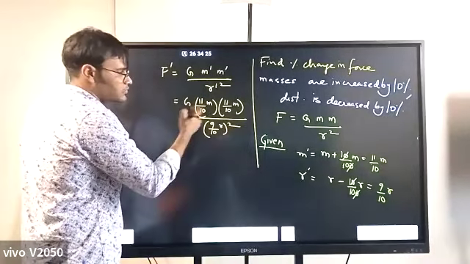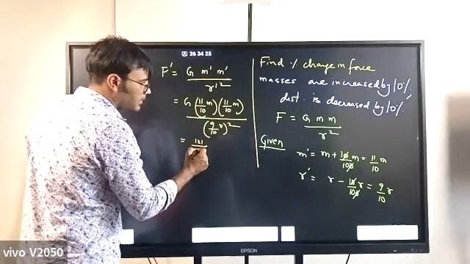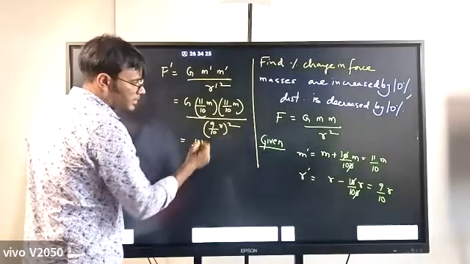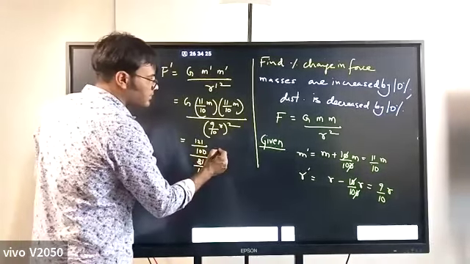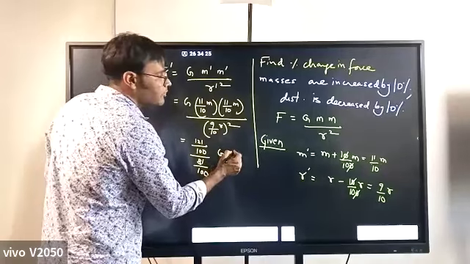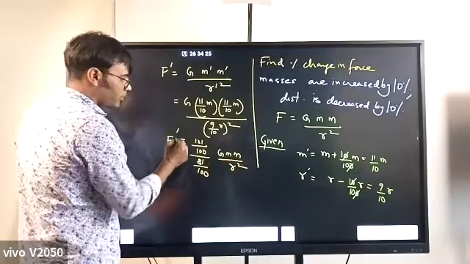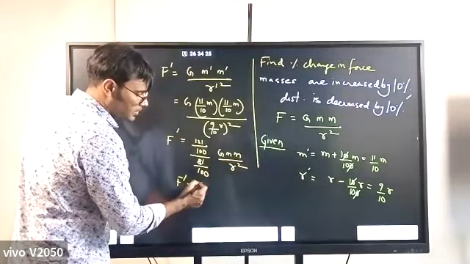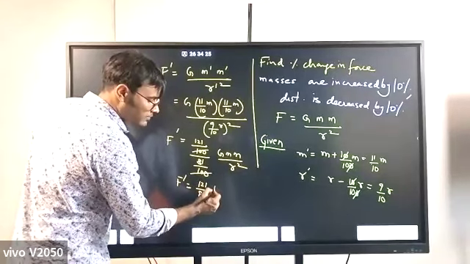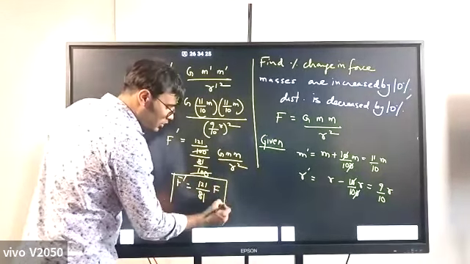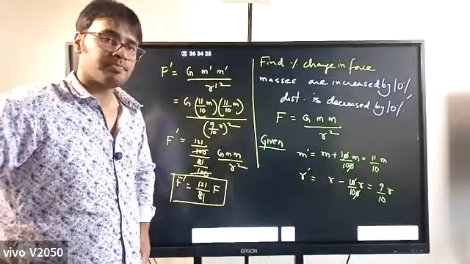So if we rearrange what we are getting here, this will be 121 by 100 divided by 81 by 100. And this will be G M1 M2 by R. So I hope all of you are getting this. This will be 121 by 81 times old force. So new force is 121 by 81 times old force.